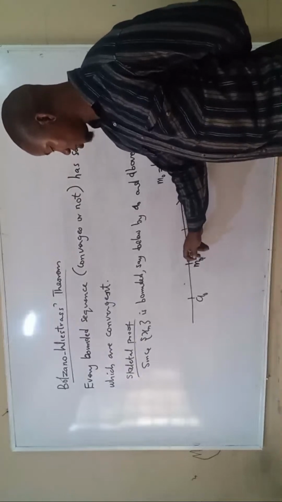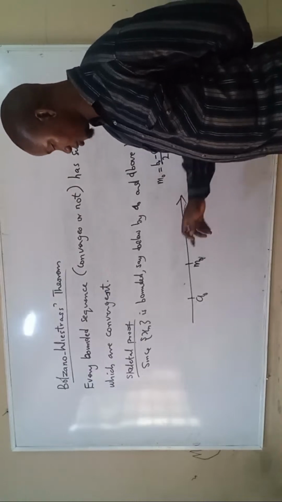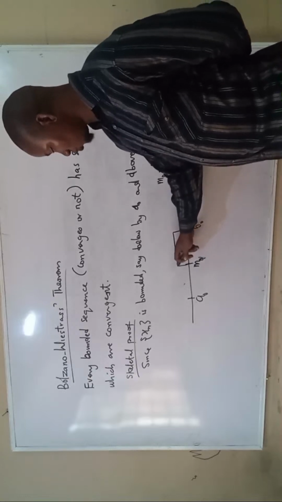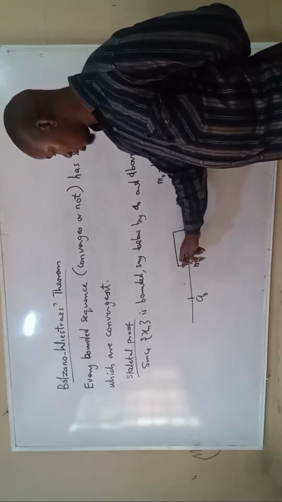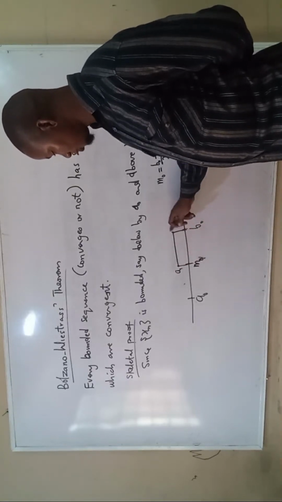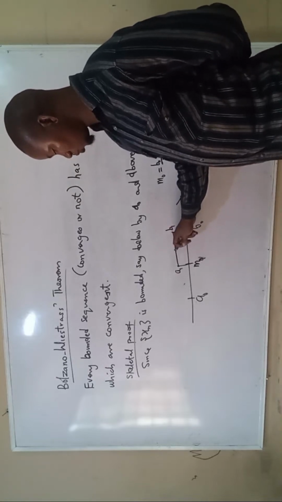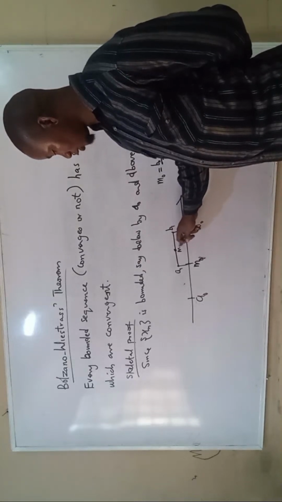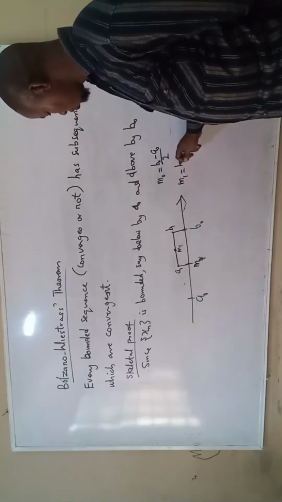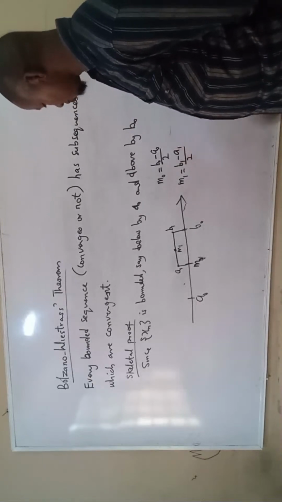So if you choose this, we see that from m naught to b naught is now a new interval. We'll call this place a new point A1, and we'll call this place B1. Also, if we divide this interval into two, we have a middle point called M1. M1 in this case is B1 minus A1 divided by 2.